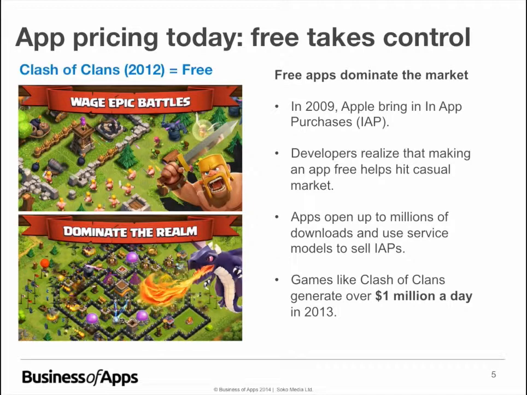And the result is that while paid apps have remained within the market, games like Clash of Clans, which is one of the pioneers of this freemium model, or this free-to-play model, as it's been somewhat disputedly called, started generating over $1 million a day by about 2013. And it's driven this whole continuing cycle towards people going towards these free-to-play apps.